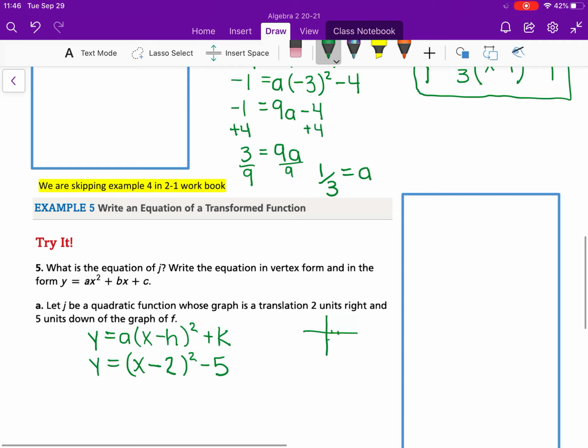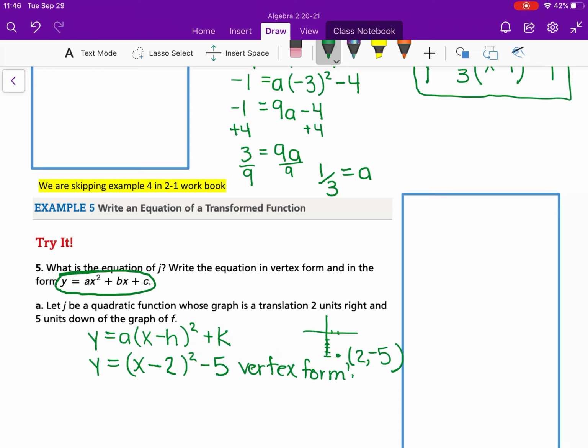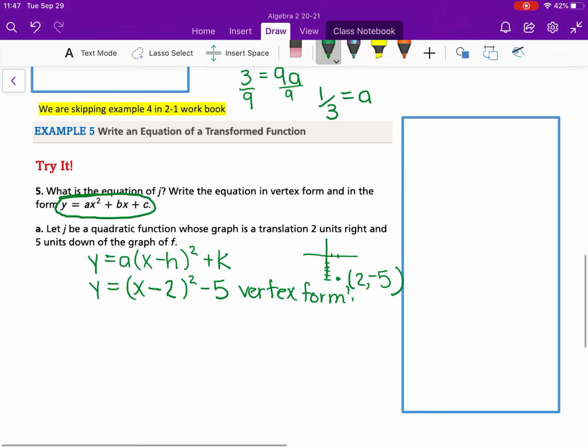Down is minus 5. You can also think about that. What is your vertex if you go to the right 2 and down 5? Well, you're at 2, negative 5, and I plug that in to the equation. All right, that is vertex form. Boom. The problem, however, is it wants it in a different form that we have not talked about. And that's okay, because this is the form we're going to talk about the entire next section, so next week.